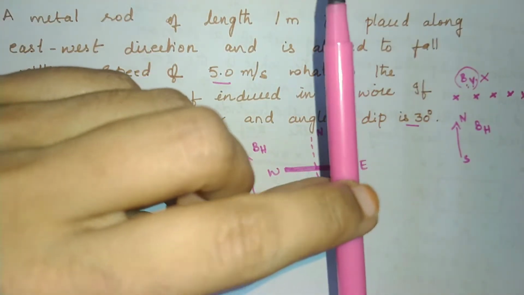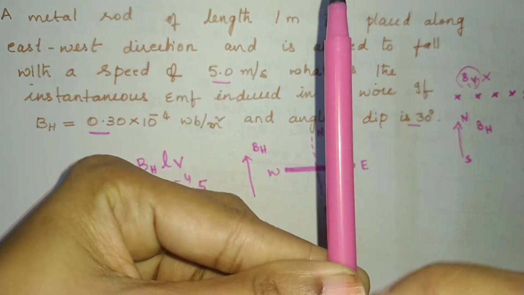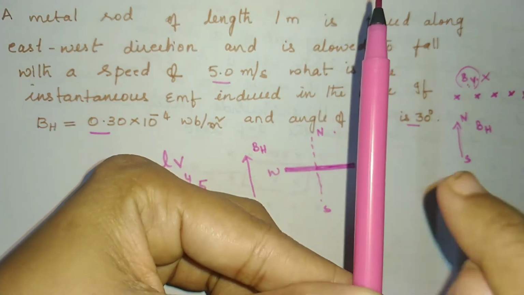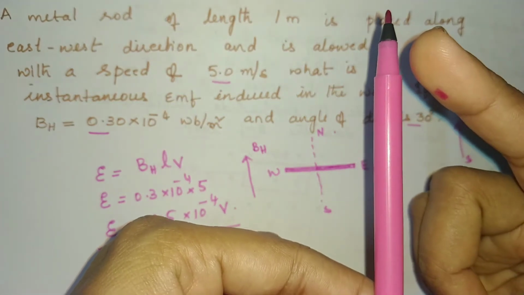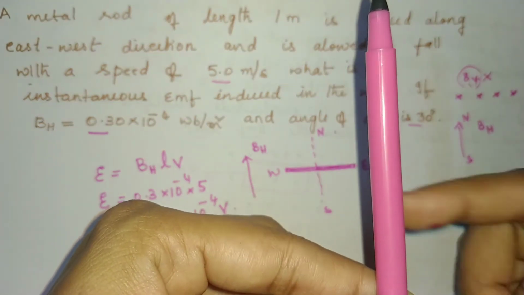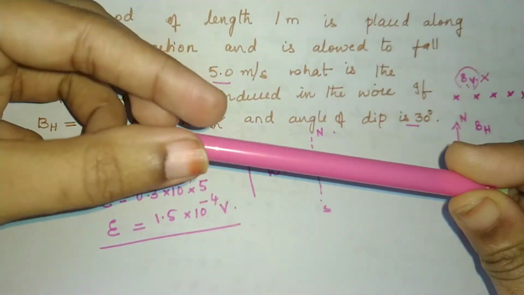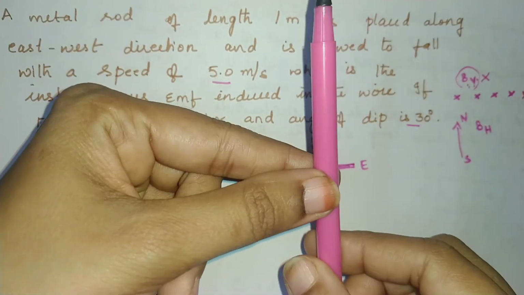Okay, if your conductor is in north-south direction and is falling down, then due to BH also we don't get any induced EMF. Due to BV also there is no EMF induced, because BH and L are parallel to each other, BV and velocity are parallel to each other. So remember, EMF is induced only when it is in west-east direction, not in north-south.